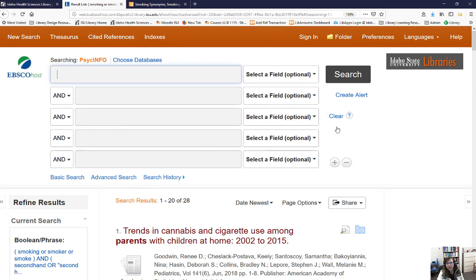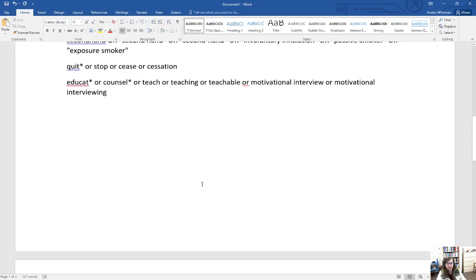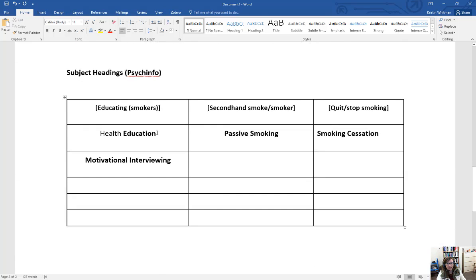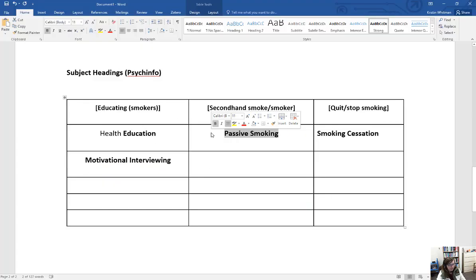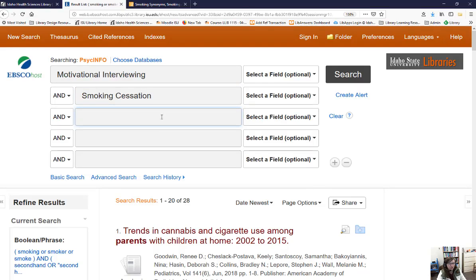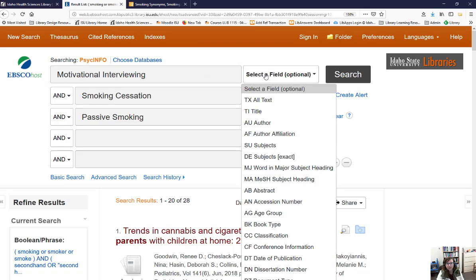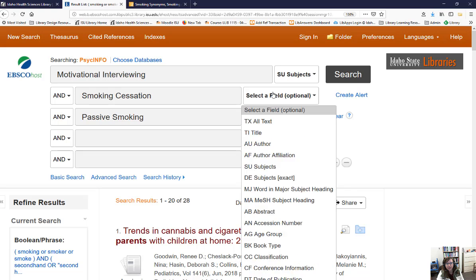But what I'm going to do now is clear this because I want to start using some of the subject headings that we found. So let's bring this back up. One of the subject headings that we found was motivational interviewing. Another was smoking cessation. Another was passive smoking. Sometimes searching is just like throwing spaghetti at the wall and seeing what sticks. So let me just try these three terms. Rather than searching them as keywords, I'm going to use a fielded search to search them as subjects.